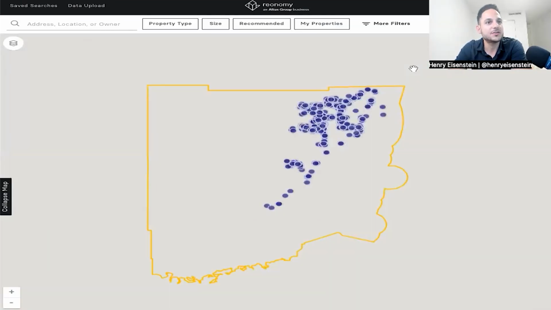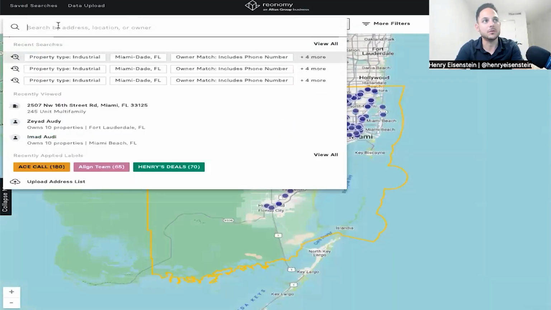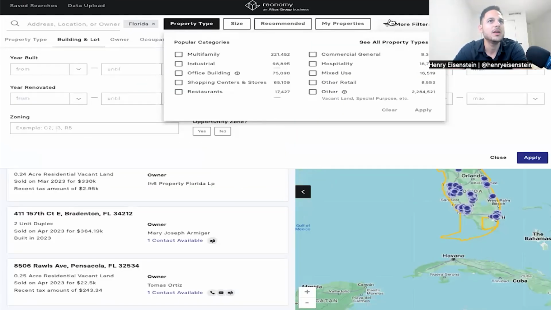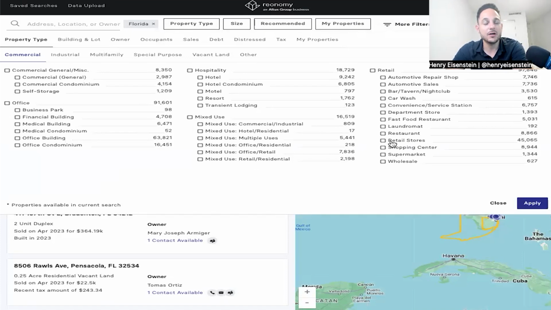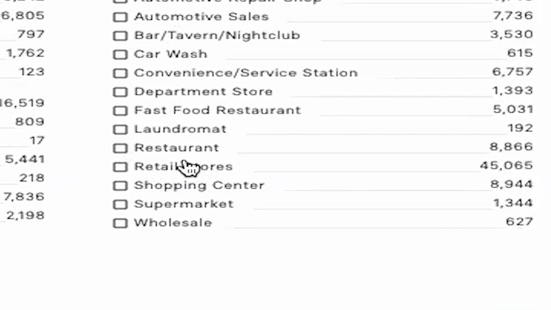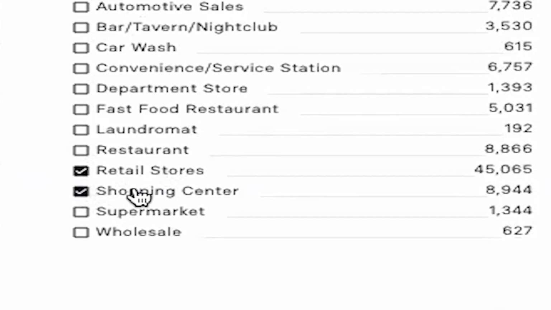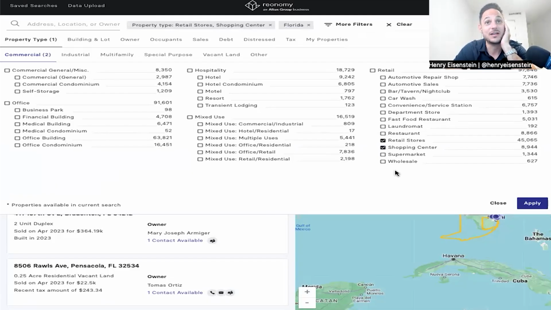In the advanced search function, we are going to do Florida. So we go to more filters. We're going to go to property type. We're going to go into retail. Same exact thing, guys. Look how many different options there are, okay? Obviously, you're going to want to click retail stores and shopping centers. But if you look at a lot of these other ones, I just find it so fascinating. It's like automotive repair shop, automotive sales, like car dealerships. Actually fairly accurate for the most part, but just kind of interesting.